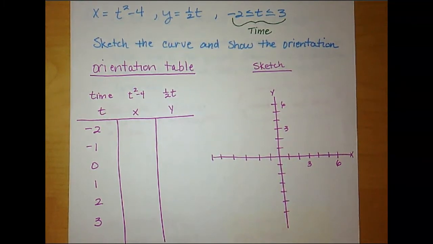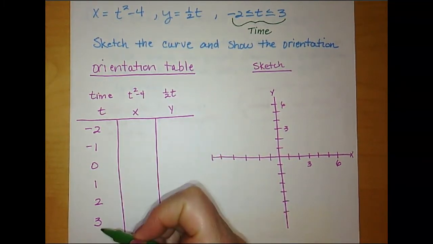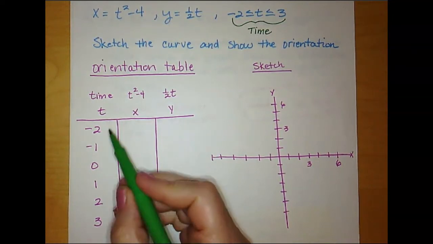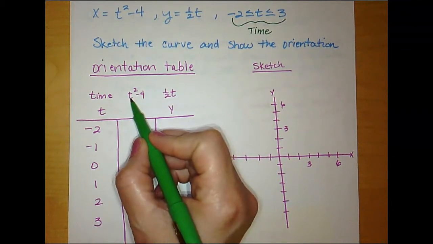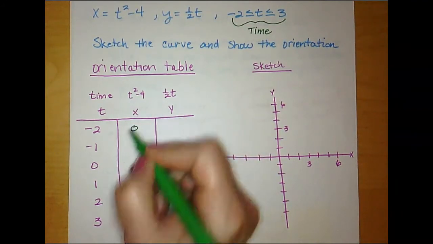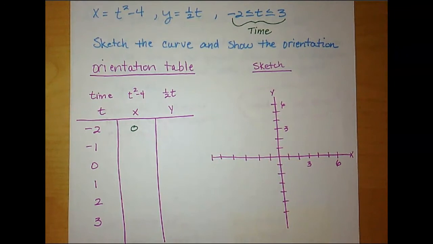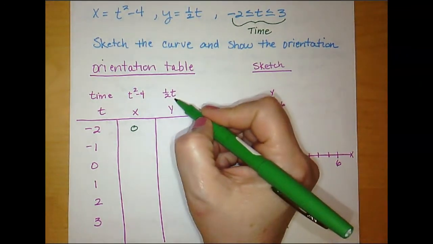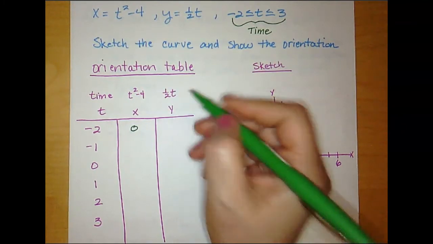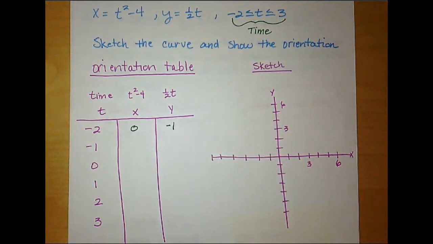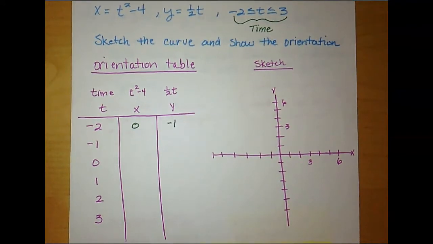Okay, so the first thing we're going to do is list all our time values in the table, and then we're going to take our time and plug it into each equation. So if I take -2, I put -2 squared here. -2 squared gives me 4. 4 minus 4 gives me 0, and that would be the value that goes in my table. Then to get the next one, in my y equation, that t value is still -2. So 1/2 times -2 is -1. And then we'll continue this process of completing the table.